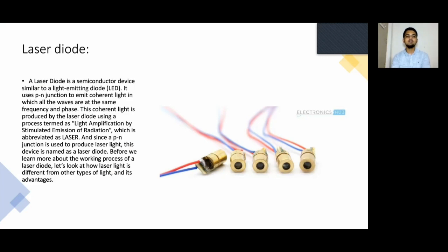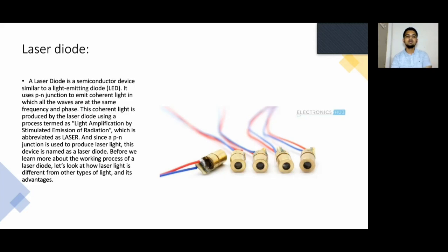A laser diode is a semiconductor device similar to an LED. It uses a PN junction to emit coherent light, in which all the waves are at the same frequency and phase. The coherent light is produced by the laser diode using a process termed light amplification by stimulated emission of radiation, which is abbreviated to laser. Since a PN junction is used to produce laser light, this device is named a laser diode.